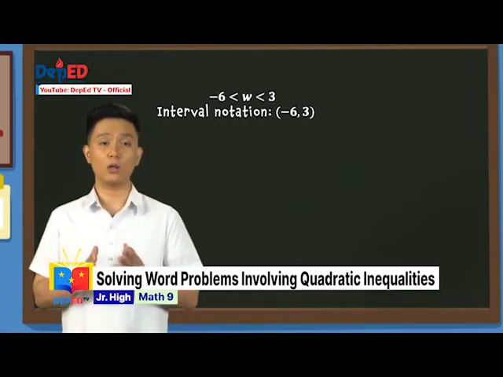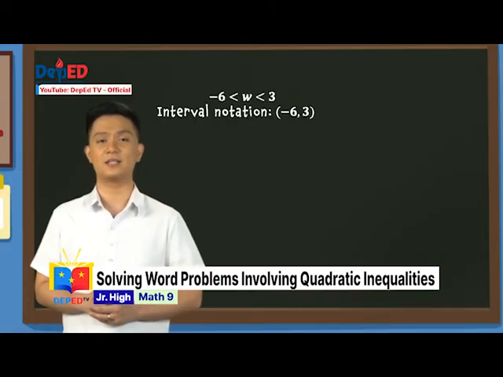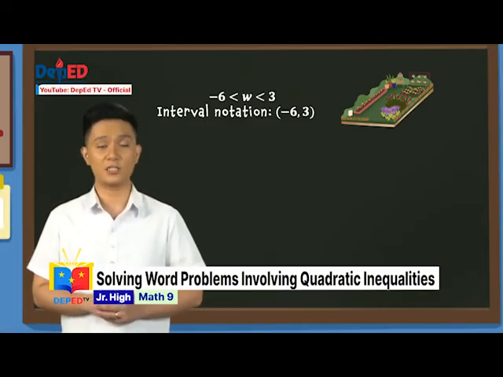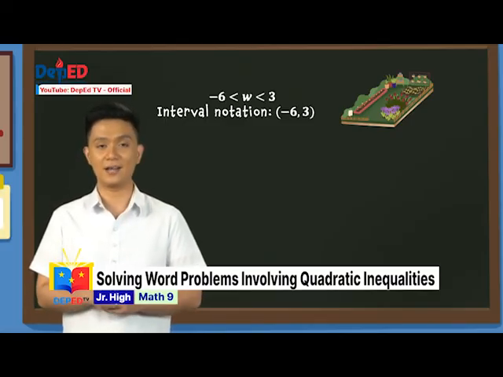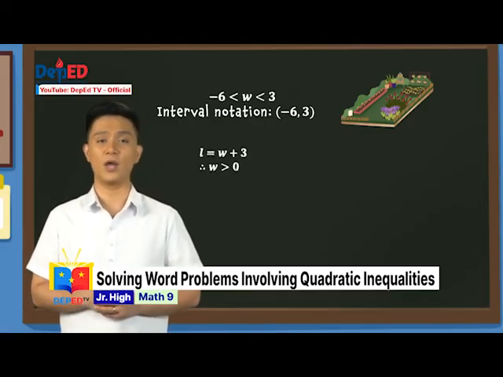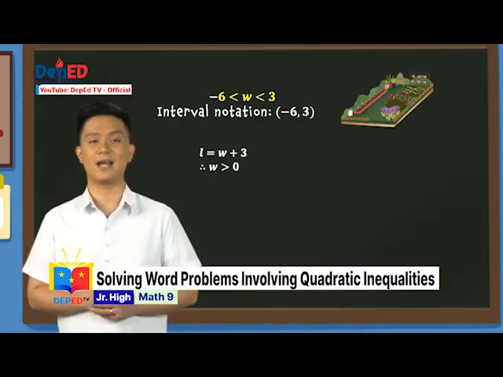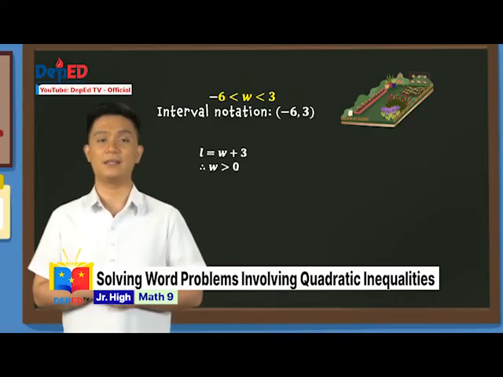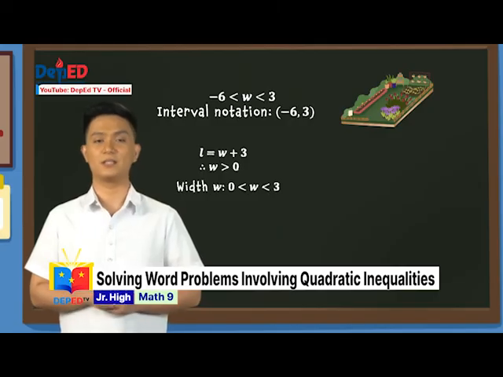However, not all values in the solution set can be accepted as answers to the problem. We are to identify the possible dimensions of the garden plot Anna is instructed to make. And since length is expressed in terms of the width that is represented by the variable w, w must be positive. Hence, in the solution set -6 is less than w and w is less than 3, the accepted set of values of w can be expressed by the inequality 0 is less than w and w is less than 3.